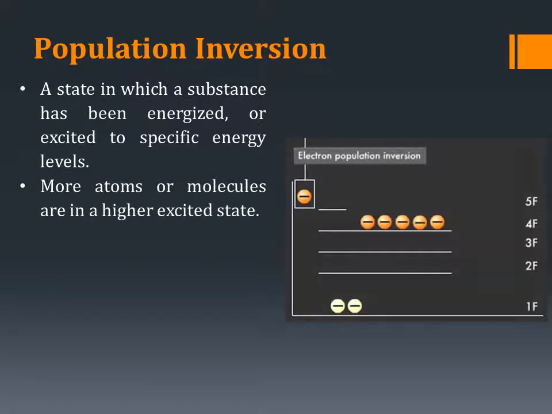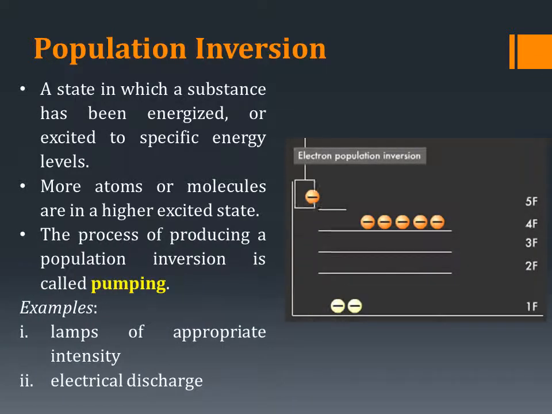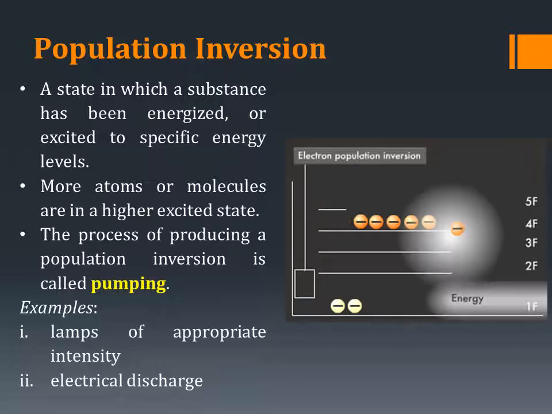So, we need more atoms or molecules to be in a higher excited state. The process of producing such a population inversion is called pumping. And some of the methods by which pumping can be done are by lamps of appropriate intensity or by means of electrical discharge.